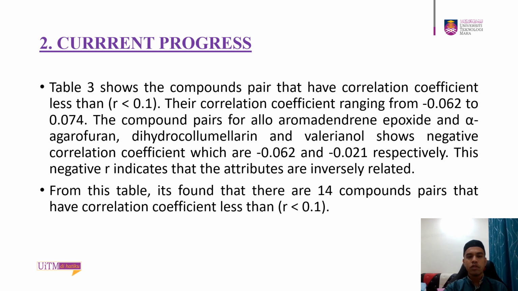0.062 to 0.074. The compound pairs of aluminium epoxide and alpha-agarofuran, and dihydrocolumellarin and valerenol show negative correlation coefficients, which are negative 0.062 and negative 0.021 respectively. These negative R values indicate that the attributes are inversely related. From this table, there are 14 chemical compound pairs that have a correlation coefficient less than 0.1.